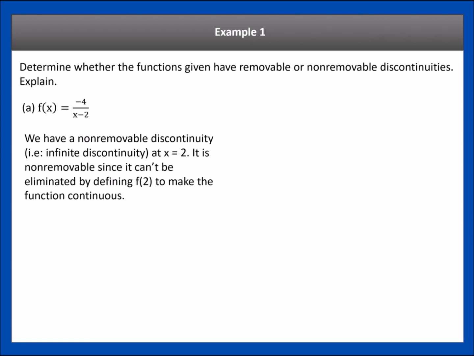Infinite discontinuities, you can tell that they're there because you cannot divide by 0. If you have something where you're dividing by 0, that's automatically going to be an asymptote, right? A vertical asymptote, which is an infinite discontinuity. Those are things you want to look out for. So it is non-removable since I can't eliminate the issue with dividing by 0 by redefining f of 2 to make it continuous. So this is an infinite discontinuity.